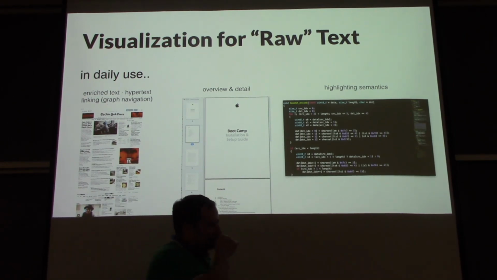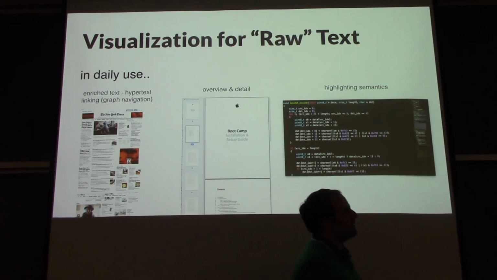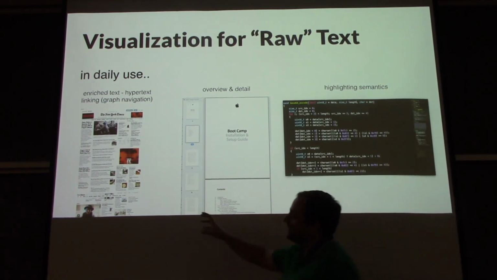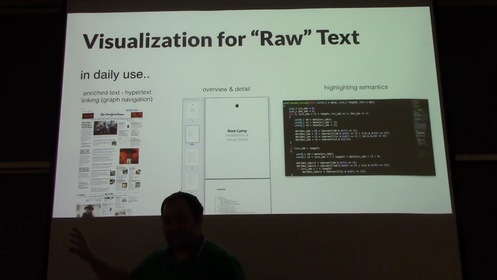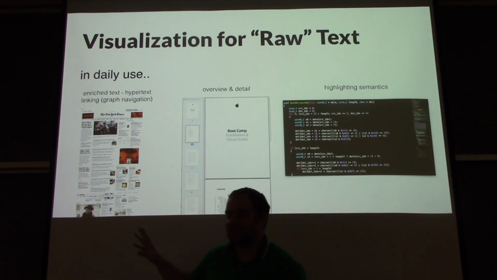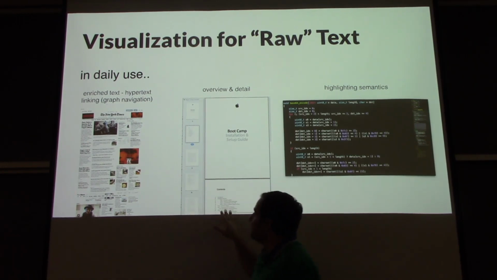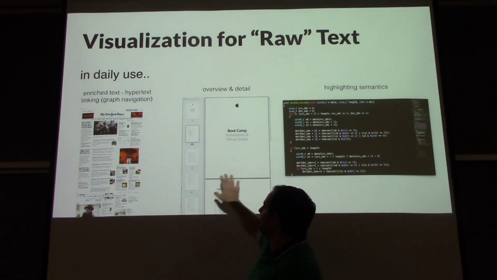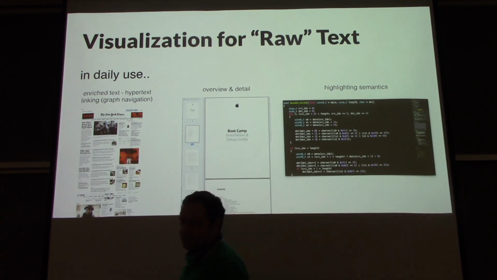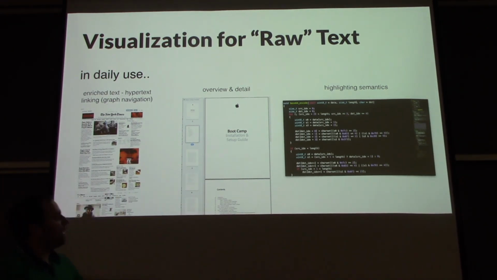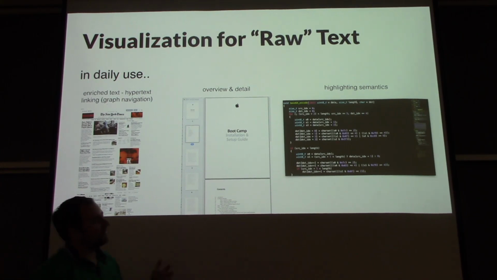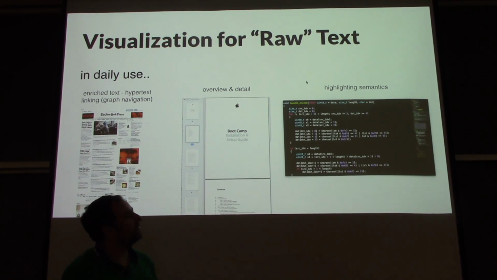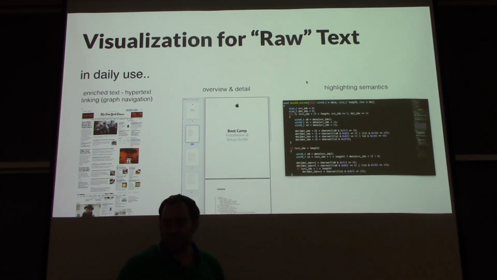So let's go a little bit more into visualization. First we have visualization for raw text. In daily use, we use things like images, font sizes and headlines to give us an idea of how a document is structured. Or we have things like overview plus detail. Here is a screenshot of a typical PDF viewer where you have a detailed view and an overview where you can quickly navigate between pages and see the document, the images and the paragraphs and so on. And then we highlight semantics in things like code editors, where certain structures are highlighted with a color.